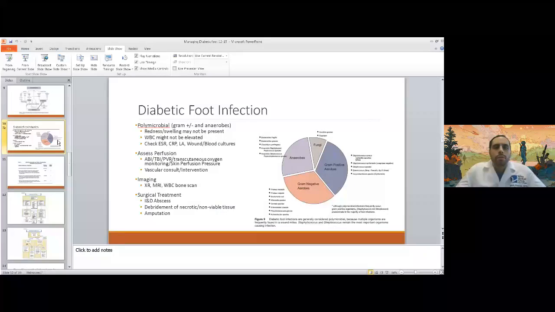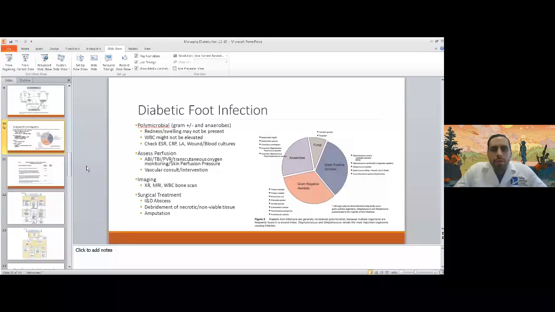All right, so this slide basically shows how a diabetic foot infection involves multiple organisms. So there's aerobic, anaerobic, fungi. So there are a lot of organisms that lead to an infection. And because with diabetes, sometimes the local signs of an infection are not easily noticed, such as redness and swelling.